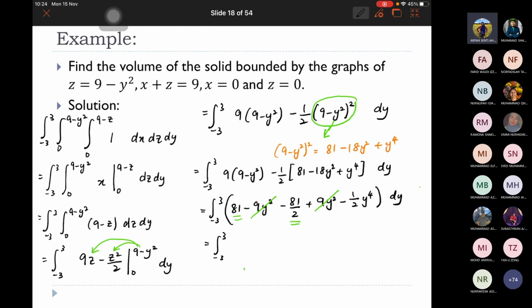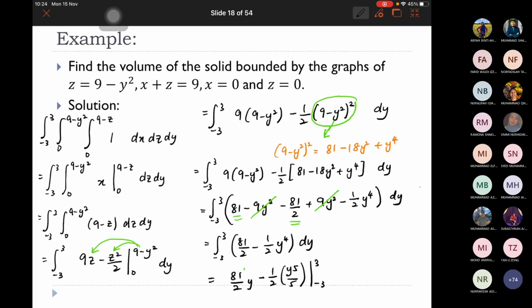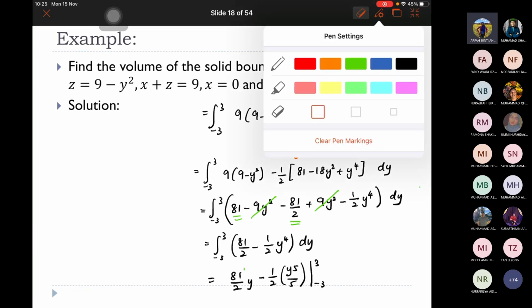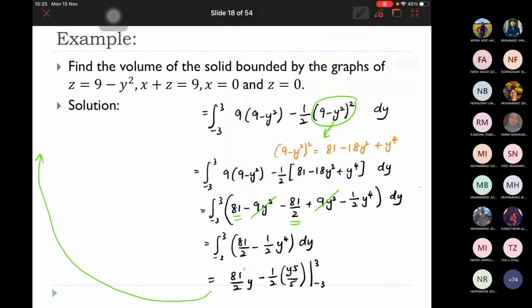81 tolak 81 per 2. Dia akan jadi 81 per 2 tolak 1 per 2 Y kuasa 4 dy. So jadi 81 per 2 Y tolak 1 per 2 Y kuasa 5 per 5. Dan 3 dan juga negatif 3. Gantikanlah dekat dalam tu. Okay, dia akan jadi sama dengan 81 per 2 darab 3 tolak 1 per 2 3 kuasa 5 per 5 tolak 81 per 2 negatif 3 tolak 1 per 2 negatif 3 per 5 kuasa 5.